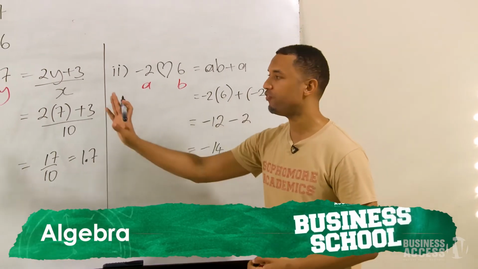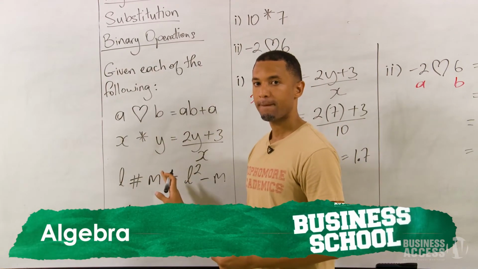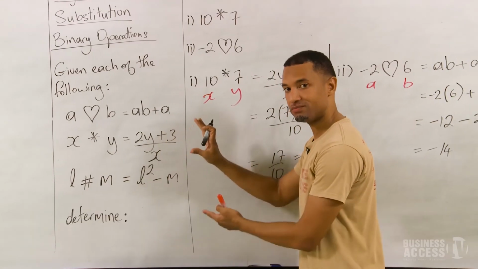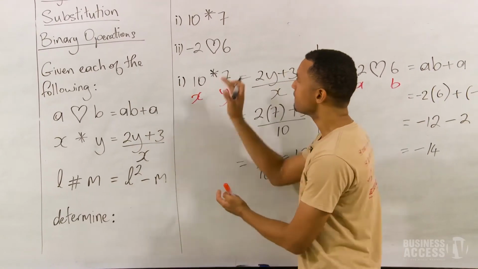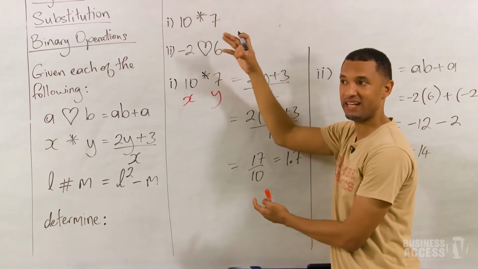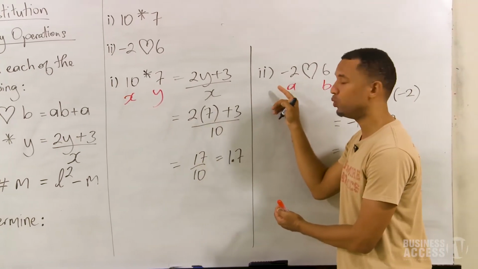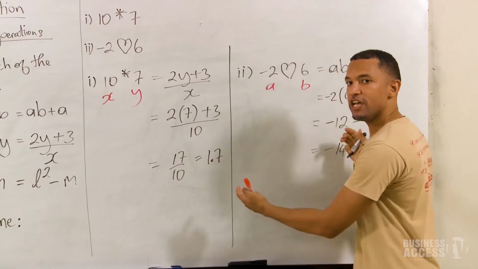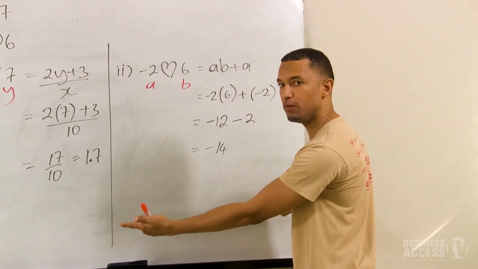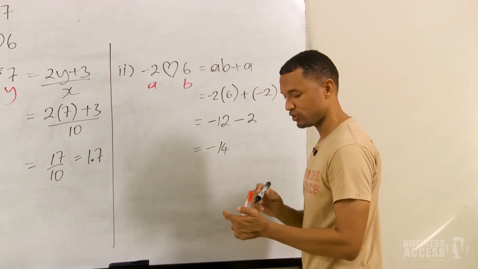So there we defined some operations. Using the definitions of these operators, we were able to figure out 10 star 7 or 10 asterisk 7, and we were able to figure out -2 heart 6. Ladies and gents, it is really just substitution. Binary operations, really just substitution.